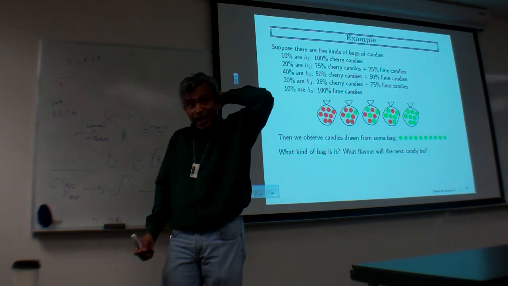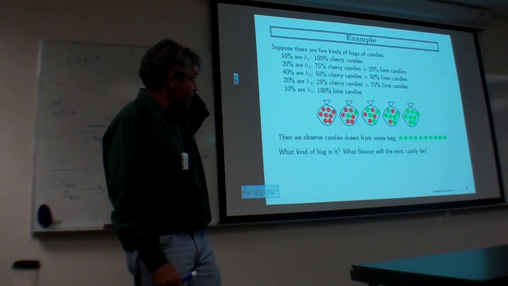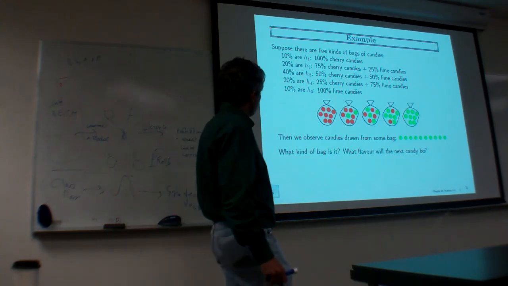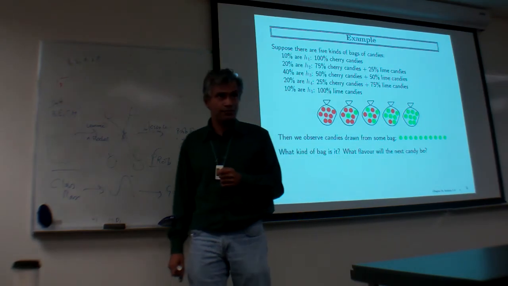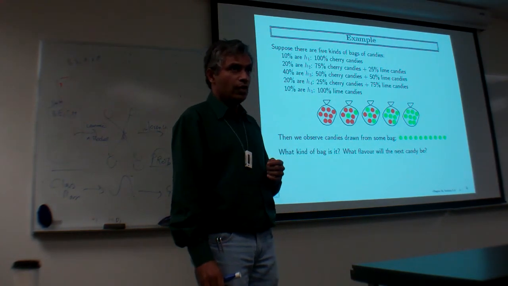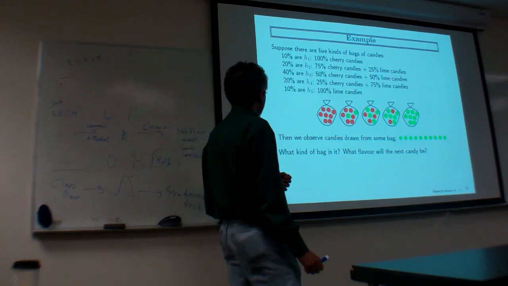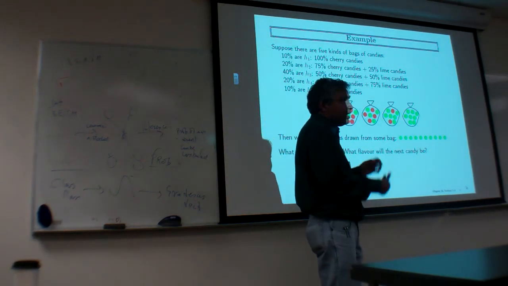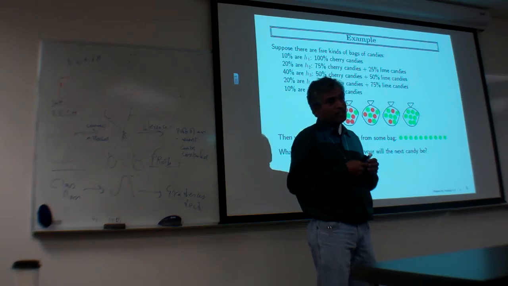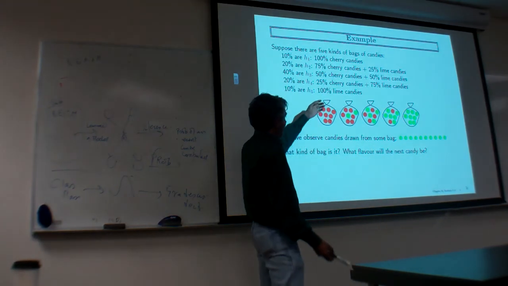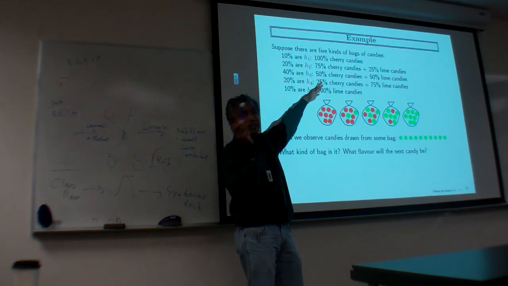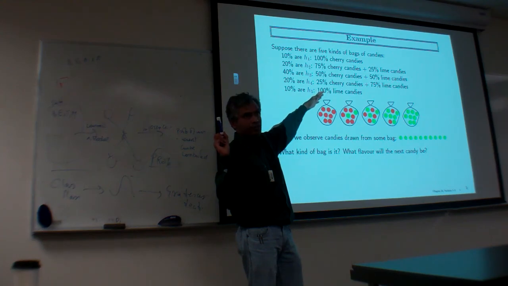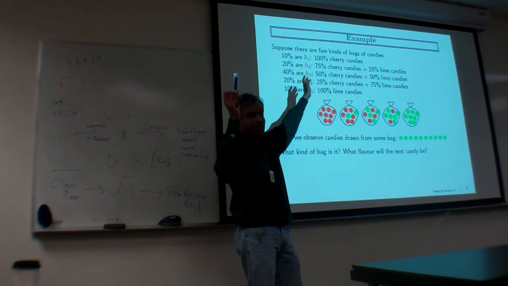This is a bunch of candies. There are cherry candies, the red ones, and there are lime candies, the green ones. It turns out that there are different kinds of bags that a manufacturer sells these in. These bags are basically all plain bags. There's nothing written outside on the bag, so they all look equally white or whatever.